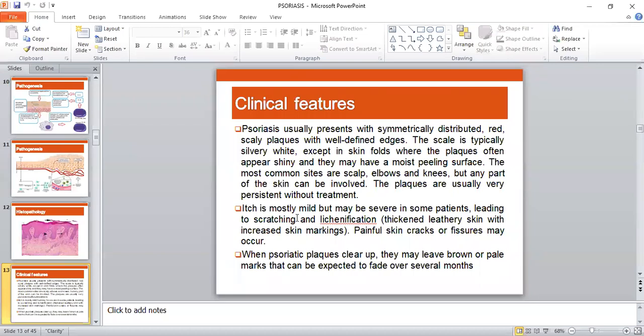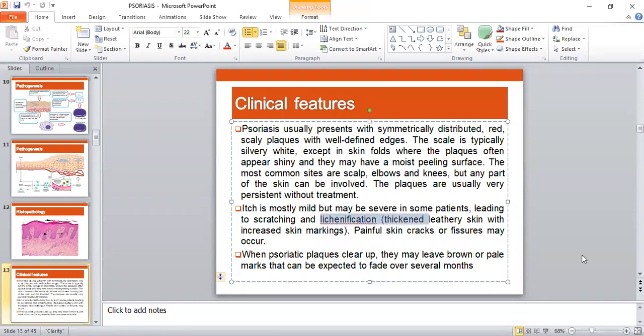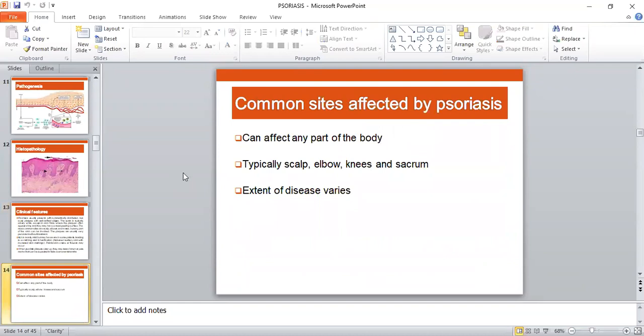Itch is mostly mild, but may be severe in some patients, leading to scratching or lichenification, thickened leathery skin with increased skin markings. Painful skin cracks or fissures may occur. When psoriatic plaques clear up, they may leave brown or pale marks that can be expected to fade over several months, or may even remain there. Clearing up means once they have been given treatment. Common sites involved, I have told you, can be any part of the body, but typically the scalp, elbows, knees, and the sacrum.